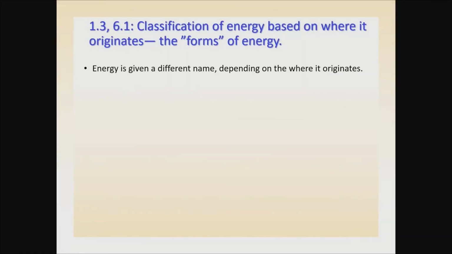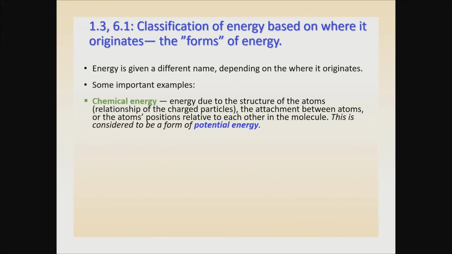Okay. So we can classify energy in terms of the 2 types, potential energy and kinetic energy, but another important classification of energy is from where it originates. Let me go through some important examples of this. For example, if energy is found in chemicals due to their particular composition, this is called chemical energy. This is energy due to the structure of the atoms in the molecules and the arrangement of the atoms in the molecules in space.